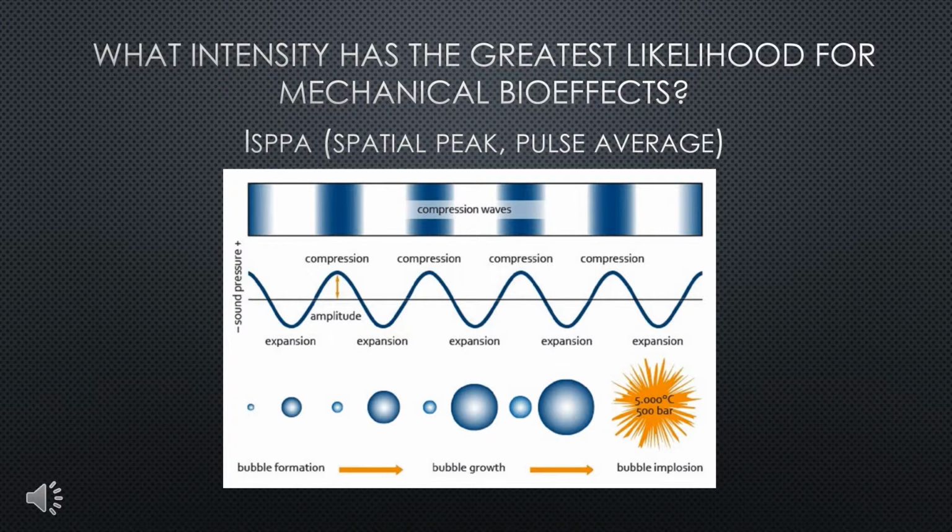So the intensity that has the greatest likelihood for mechanical bioeffects is the ISPPA, which stands for the intensity of the spatial peak pulse average. So the spatial peak is the intensity at the highest peak, while the pulse average is the average of all of the intensities that occurred over the pulse duration. Since it takes time for mechanical bioeffects to happen, because cavitation takes time for the bubbles to form and then eventually implode, that's why it's spatial peak and the pulse average, because it has to be over time and it's not instantaneous.